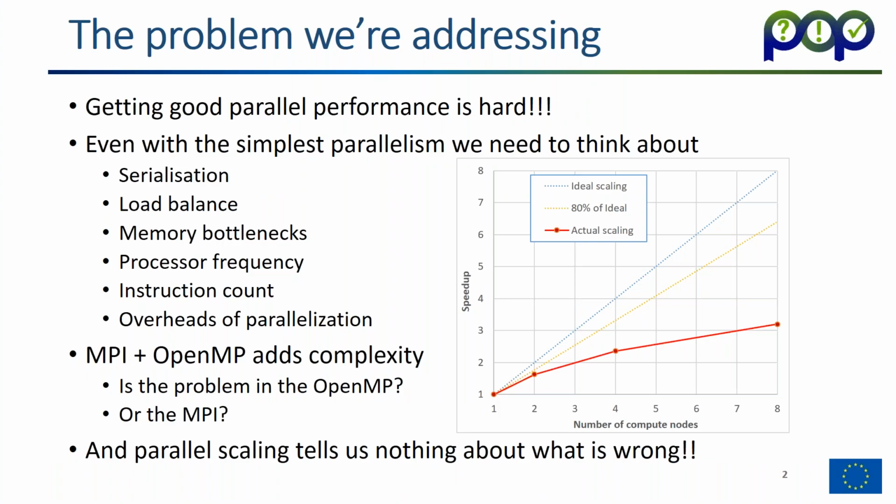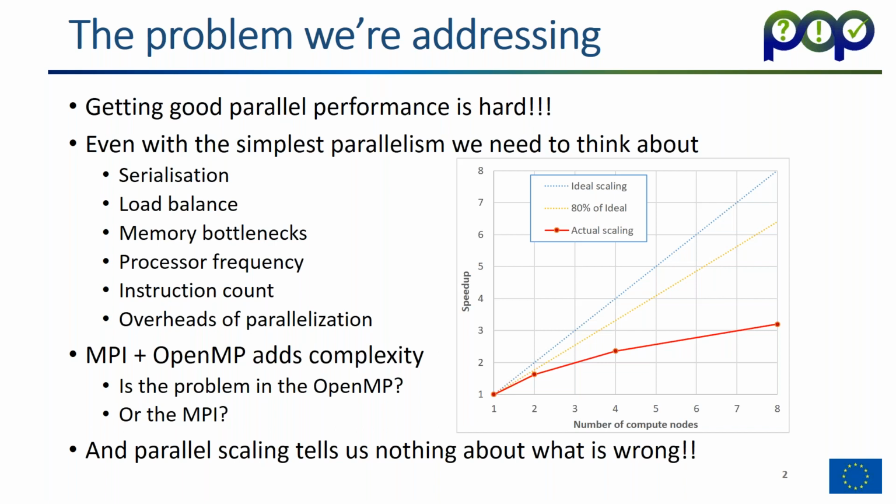So first of all, a little bit of background, an introduction to the problem that we're addressing. I'm sure many of you have already experienced that getting good parallel performance is difficult. Even with the simplest parallelism, we need to start thinking about things like serialization, load balance, memory bottlenecks, processor frequency, whether the instruction count is increasing or not. And then the parallelization will add overheads as well. For example, data communication with MPI and thread synchronization in OpenMP. On top of this, having hybrid code with both MPI and OpenMP adds to the complexity.